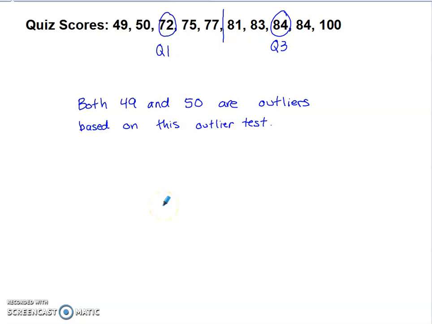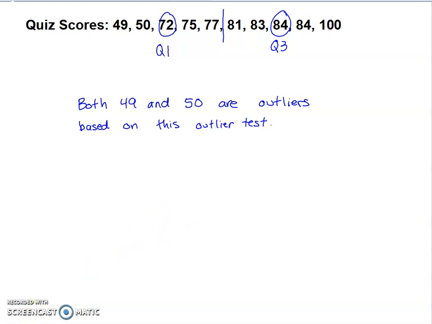I wanted to make this comment because I've seen students in the past assume that, well, because 49 and 50 are close together, I'm not going to have any outliers. There aren't any values that are really far removed from the rest. Well, in this case, based on this test, both of those values would qualify as outliers. Again, if you were asked to prove, verify, confirm, justify whether you have outliers, you're going to want to go through this process that we're illustrating right now.